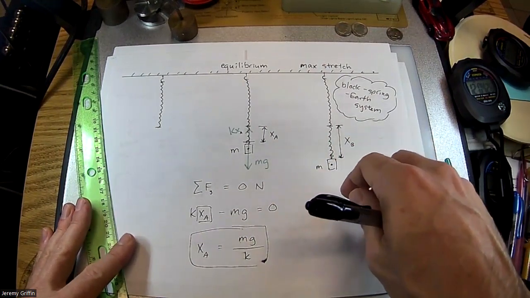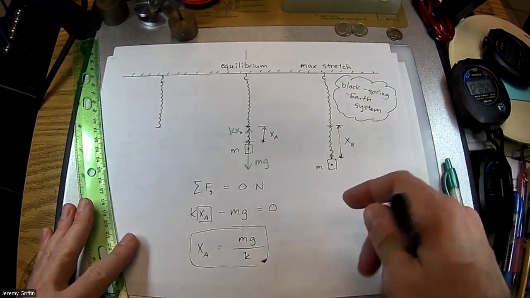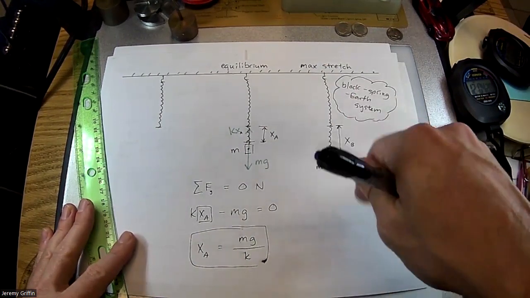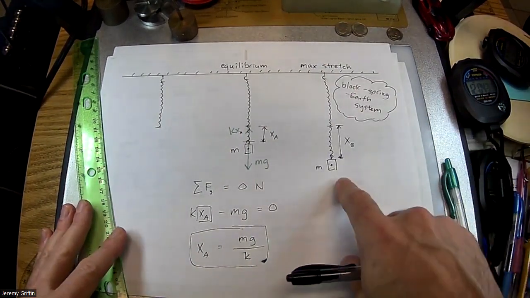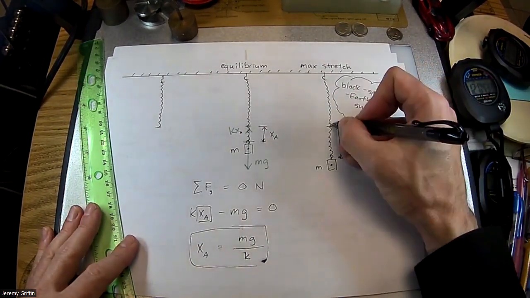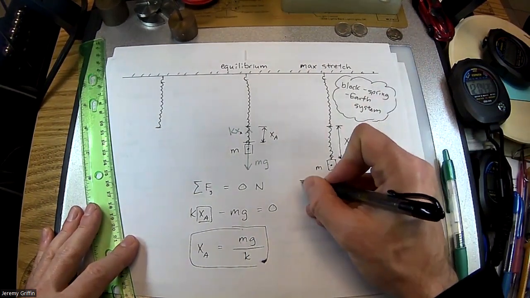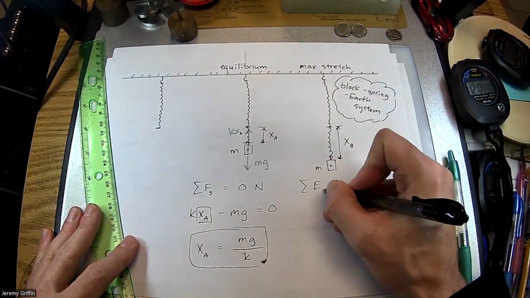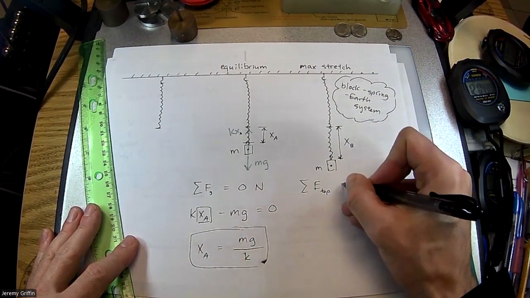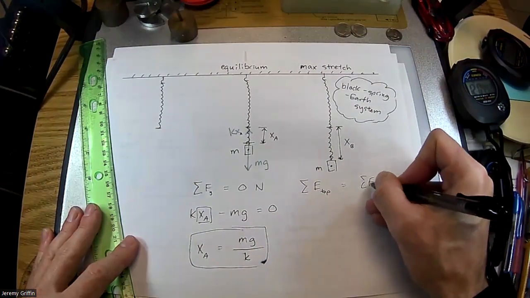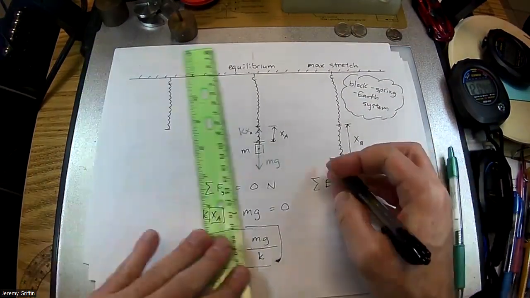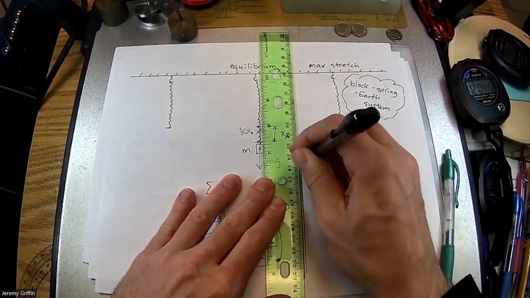So now Earth's gravity field does matter, right? If this was on a different planet or on the moon, it would probably stretch differently. So we're going to use this framework right here: sum of energy at the top equals sum of energy at the bottom.